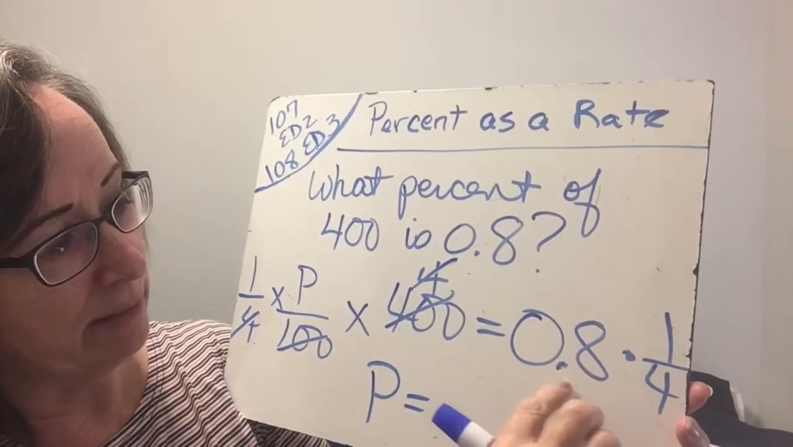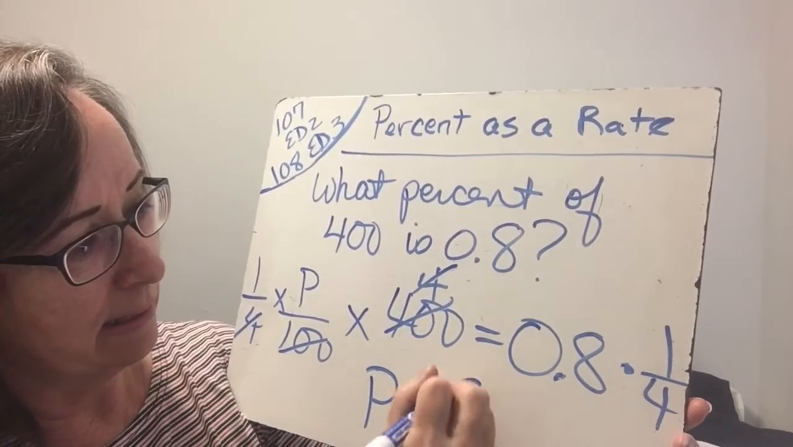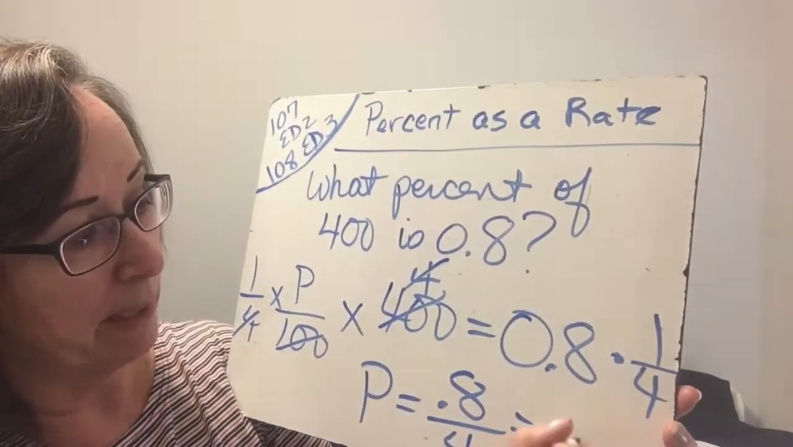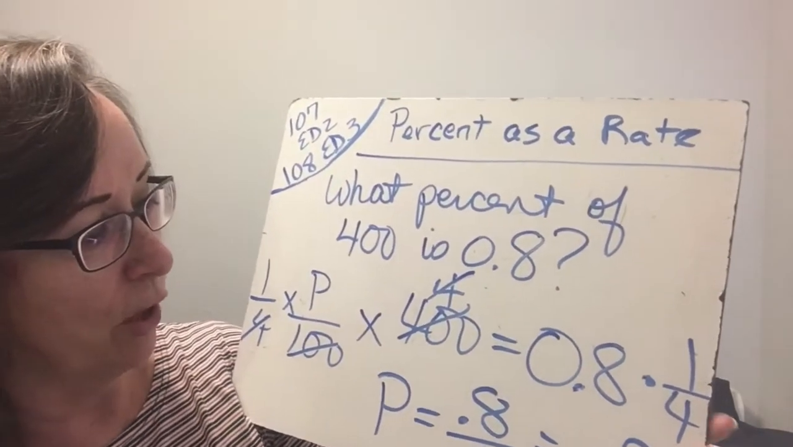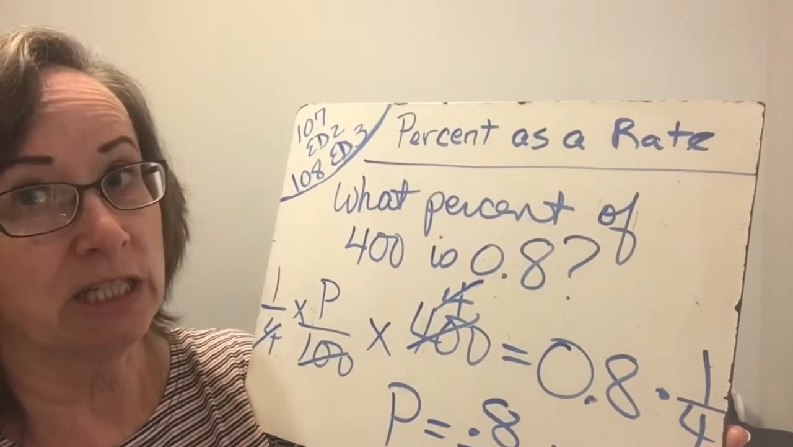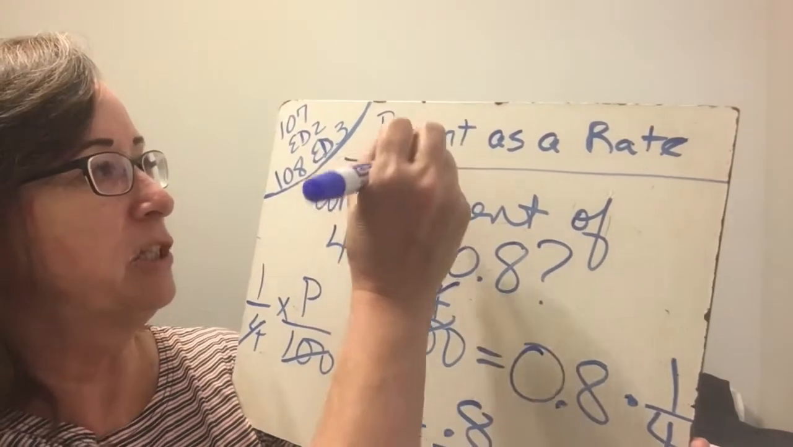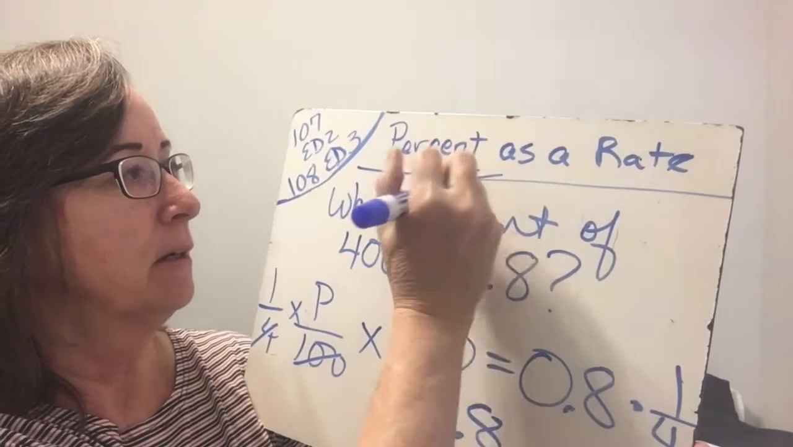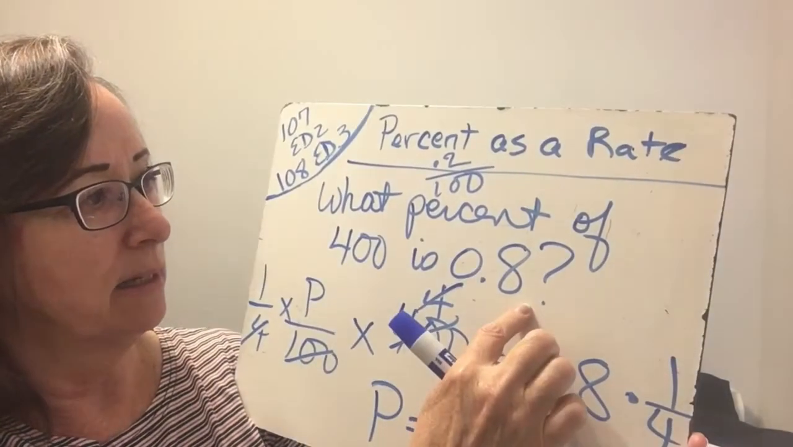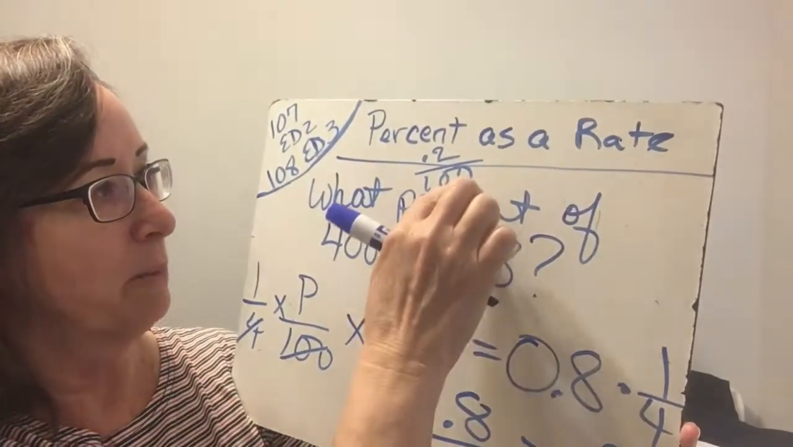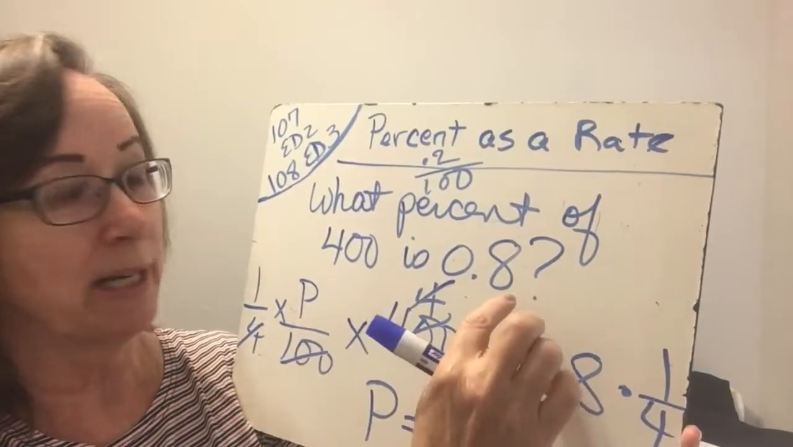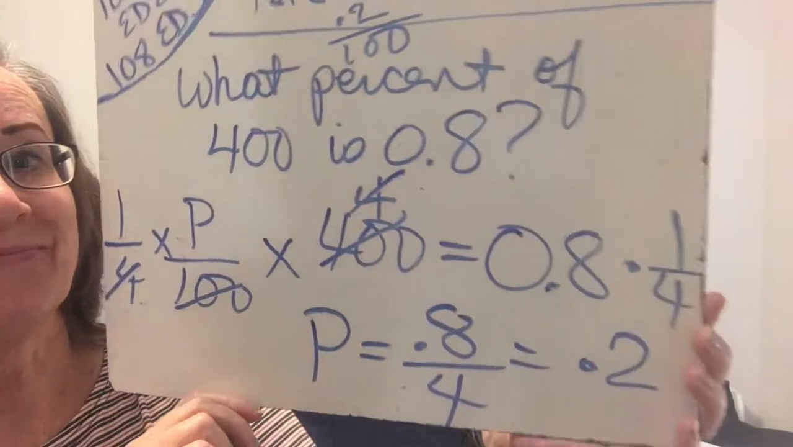And then we're going to say, okay, we have 0.8 divided by 4, which is going to end up being 0.2. Okay, so we have 0.2%. Okay, so let's check it. 0.2% times 400 is 0.8. Okay, so remember the 100 on the bottom and the 400, that's going to cancel, and we get 0.2 times 4 is 0.8, and it's right.